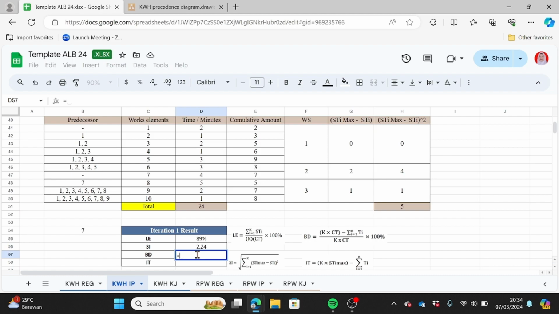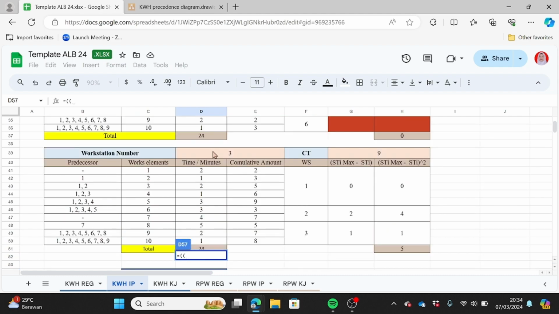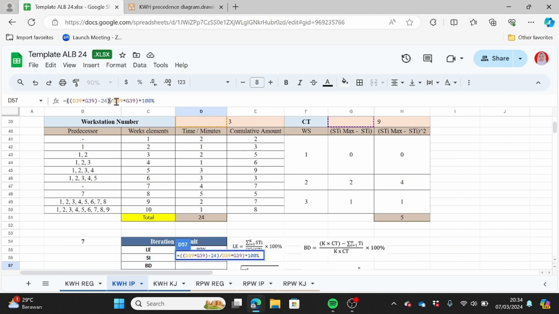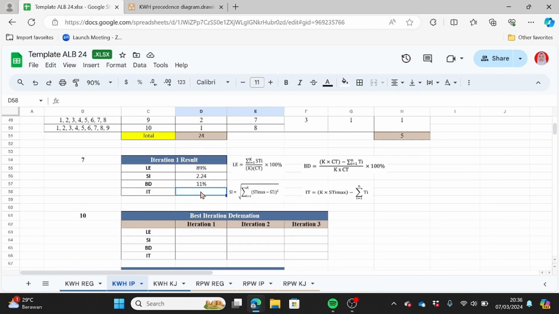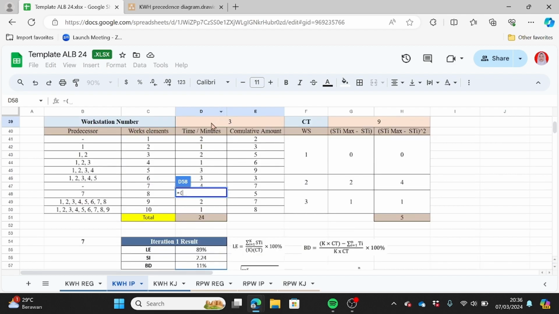Okay, and then balance delay is workstation multiplied by cycle time minus total time per workstation multiplied by cycle time times 100%. Okay, the result is 11%. Okay, the last one is idle time. Workstation multiplied by STI max minus total time times 100%.